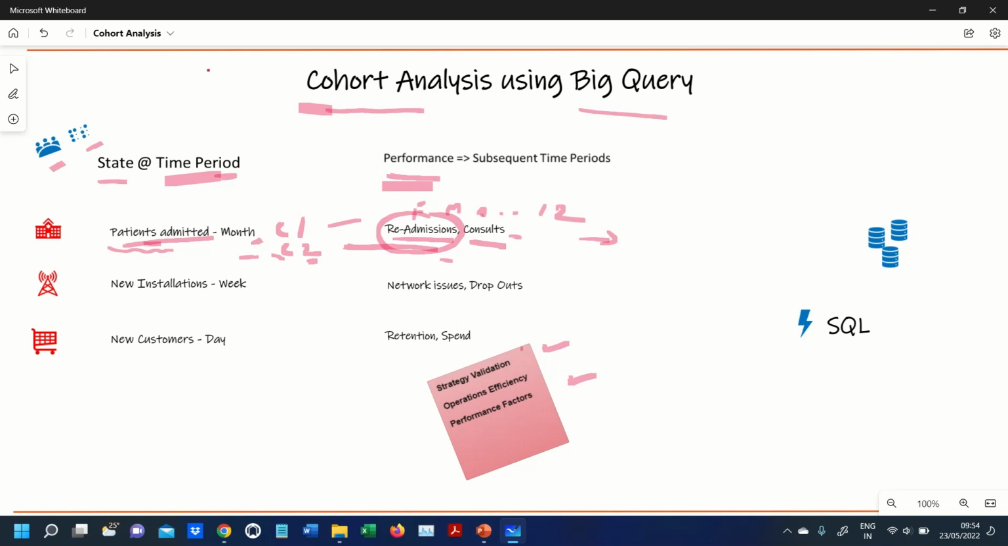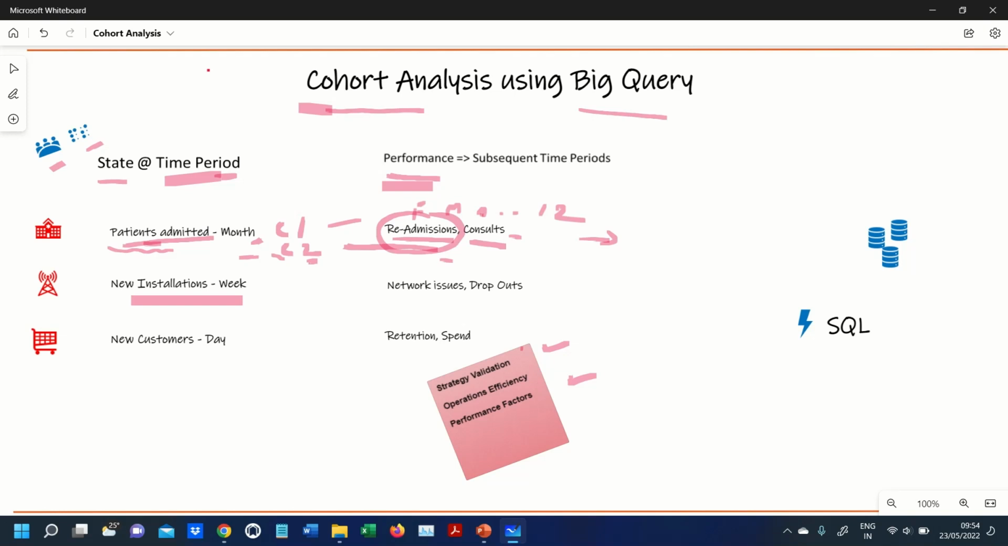Okay, so likewise we can understand cohort analysis if your business is about providing a telecom service or any network service, your ISPs. So how many new installations have happened in a particular week, and subsequently, so here our cohorts are installations that happen in week 1, week 2, week 3, like that, over some range, for around 12 weeks you want to study the behavior of the installations.